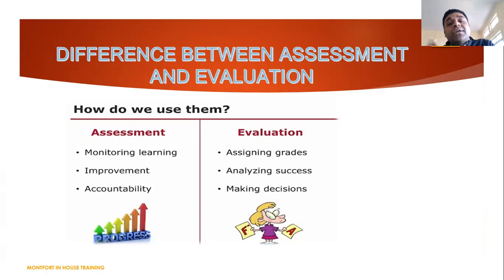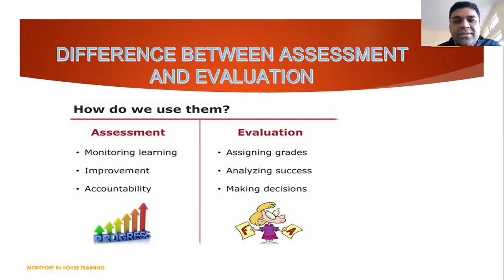In evaluation, we are just analyzing success: whether he got good marks or bad marks, he's a bad student, he's a good student. We are only in this mindset. Now next is accountability. Accountability means we have to be accountable. Yes, I am accountable for the student, because I will see whether he is doing good or not, whether he is learning well or not. This is our task. So assessment is to be accountable. The teacher must be accountable to students. Making decision, here we are only making decisions, pass or fail, like this.